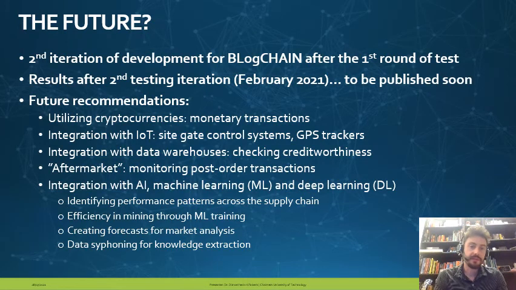Some final pointers. The second iteration of development for the blockchain took part after the first round of tests in the beginning of 2021. And the results after the second testing iteration, which took place in February 2021, are to be published soon. Unfortunately, they were not part of this paper, so I cannot present them here.